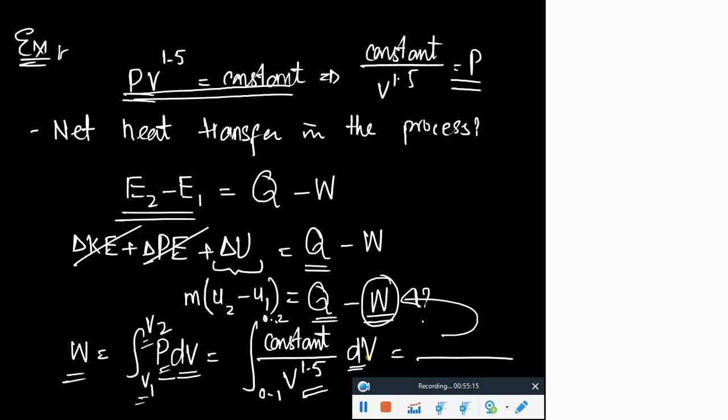That constant value may be given to you. No problem at all. I was just talking about the methodology. Your delta U is equal to m into (u2 minus u1). Okay. So, what is that?